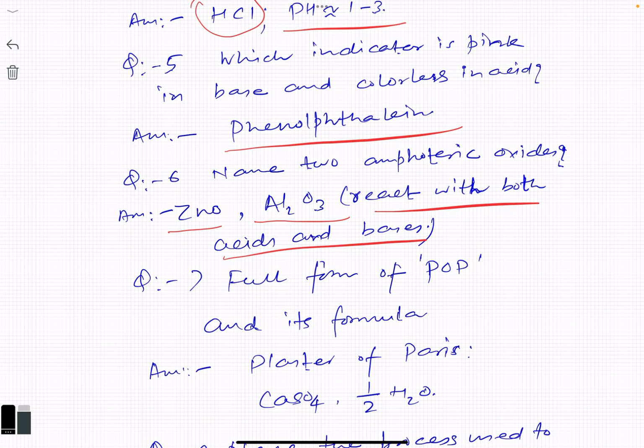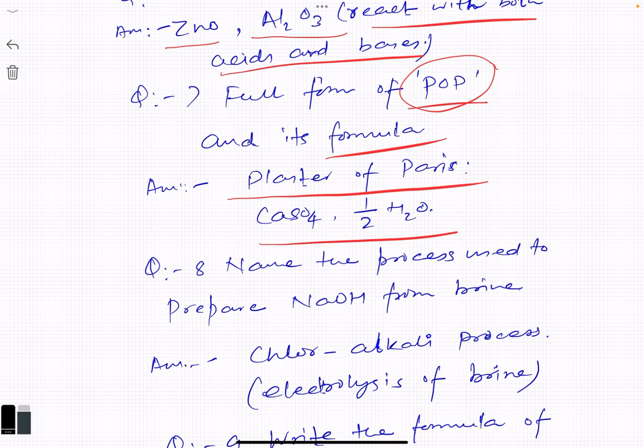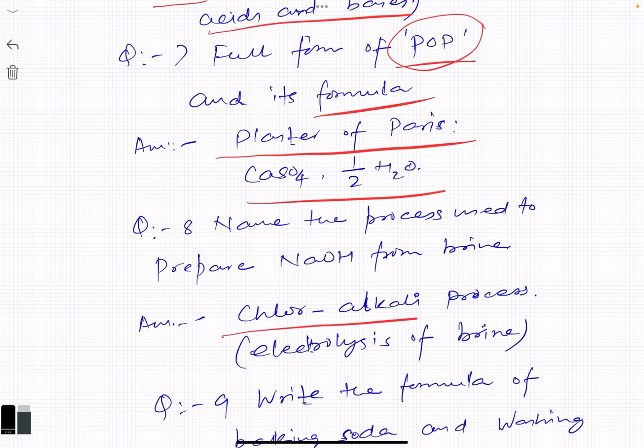We have to write the full form of POP and its formula. POP full form is plaster of Paris and its formula is CaSO4 half H2O. Question number 8: name the process used to prepare NaOH from brine. The chloralkali process is the process used to prepare NaOH from brine. It is the electrolysis of brine.